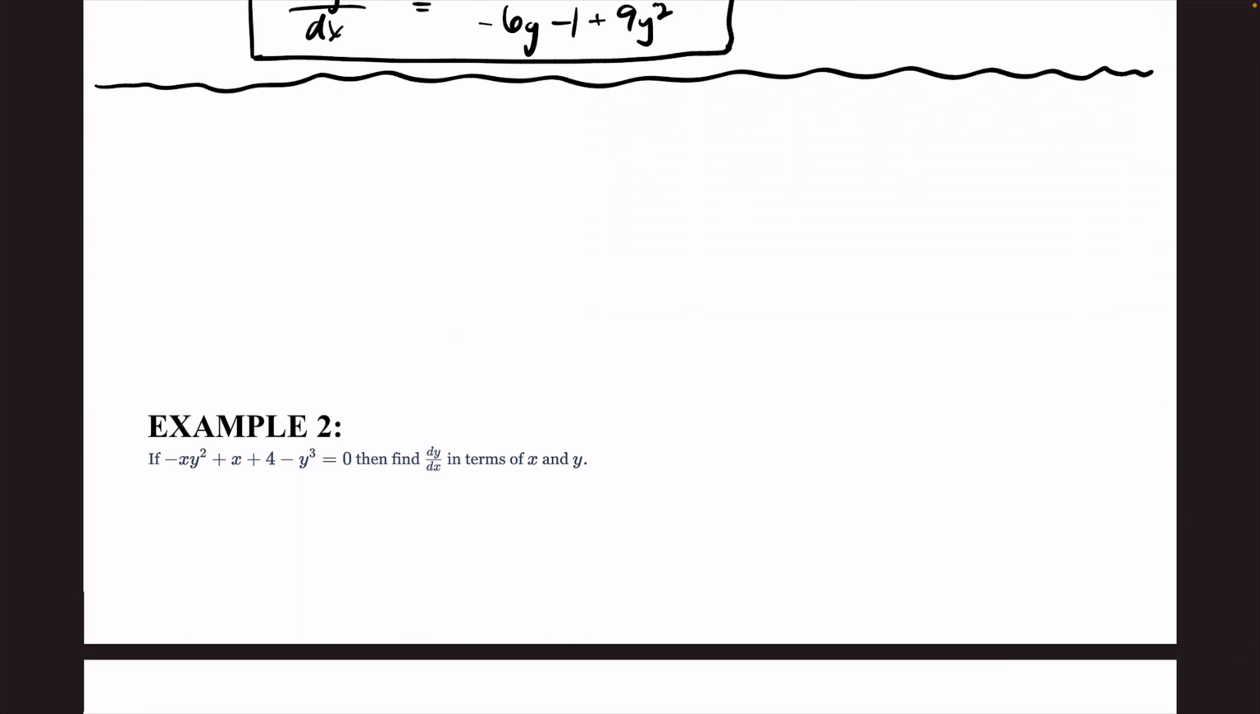Okay. All right, so next one. Find the derivative. So let me write it up here. Negative xy squared plus x plus 4 equals 0. So we got to find the derivative. First thing.